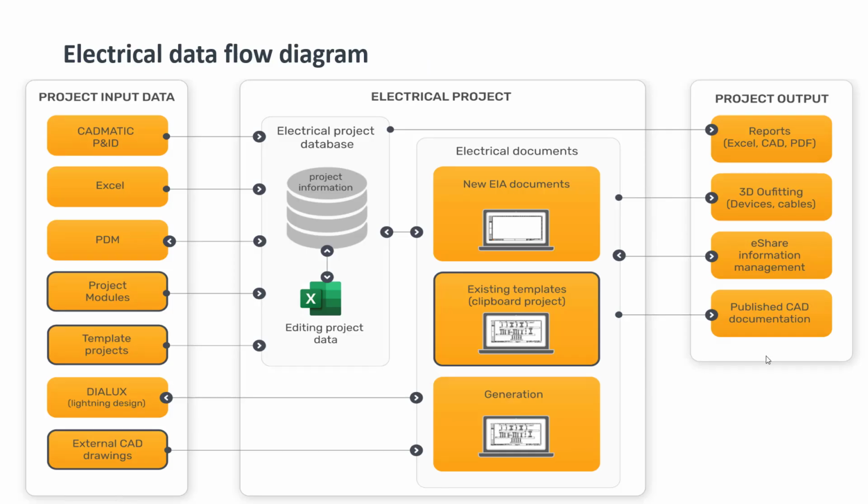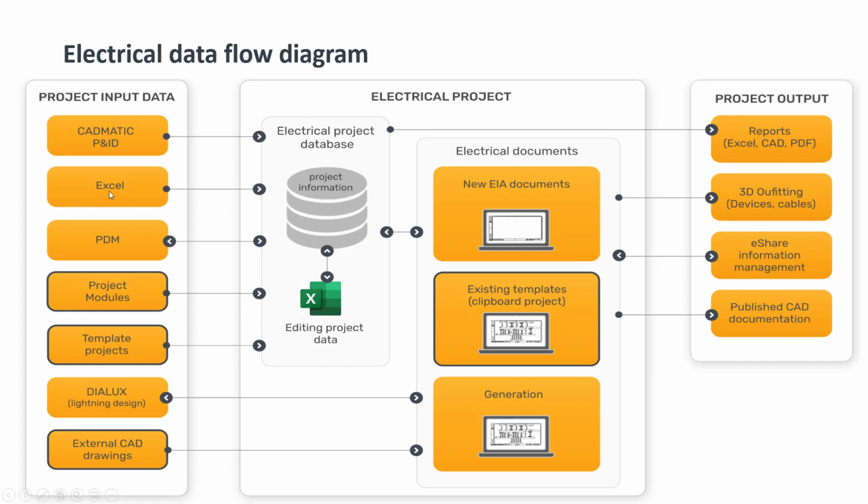Regarding the data flow, I have divided this slide into three sections. On the left, I have project input data. In the middle, I have the electrical project. And on the right side, the project output. So let's start with the input. We can import data from Cadmatic P&ID, for example, pumps, motors. We can import the device data, the tags, and if you make some changes in P&ID, we can update or synchronize the electrical project automatically.